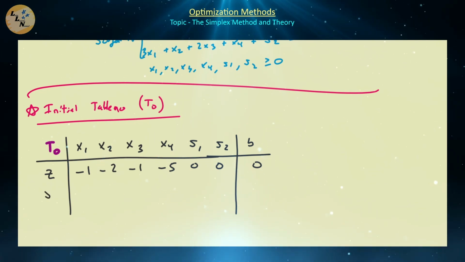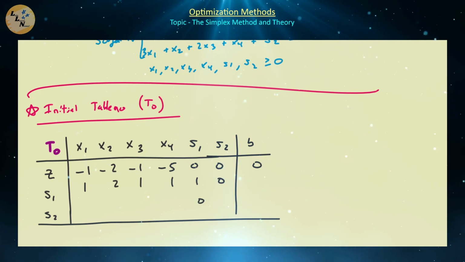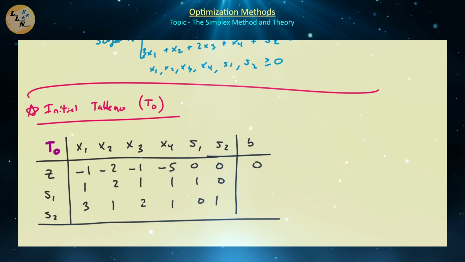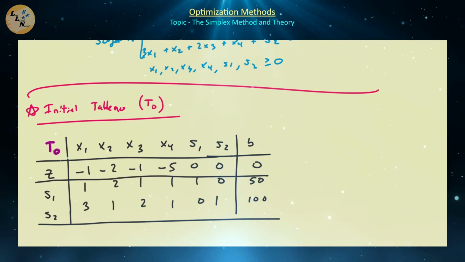And then we have our outgoing variables s1 and s2. For the first equation we have 1, 2, 1, 1, 1, 0, and that's going to be 0, 1 by default. And then we're going to have 3, 1, 2, 1, with constants in b of 50 and 100. So that is our initial tableau, and some people will write a line between your constraints and your objective function. That's always the way that we're going to start a simplex method algorithm.